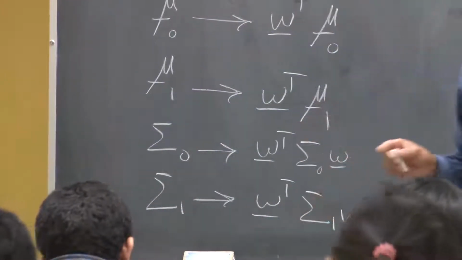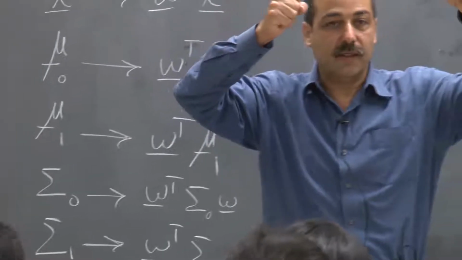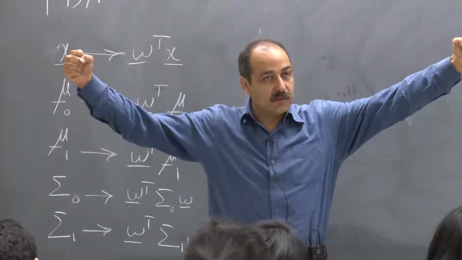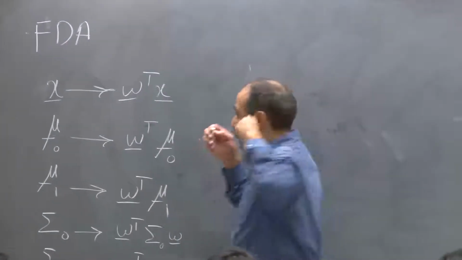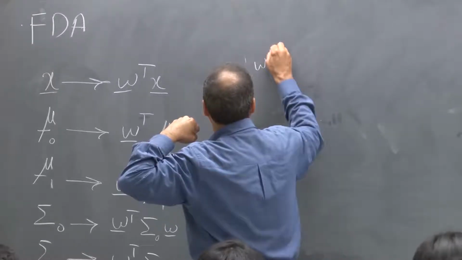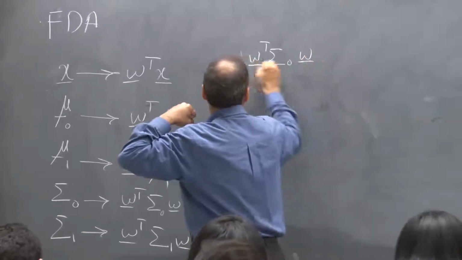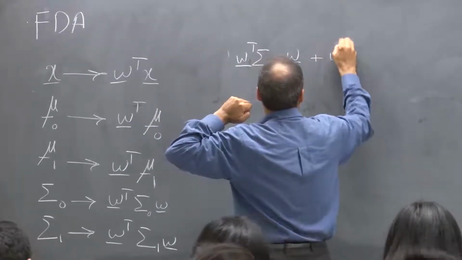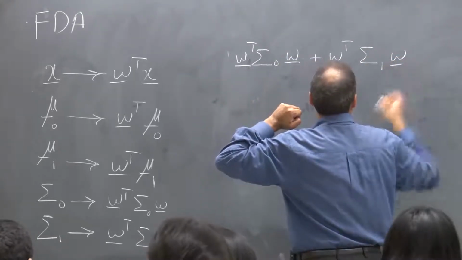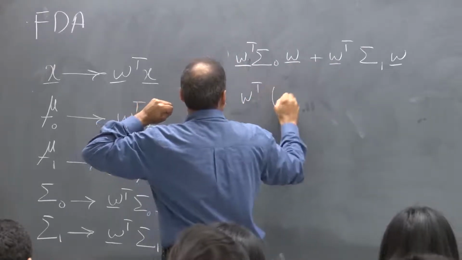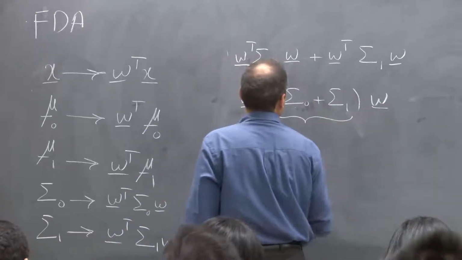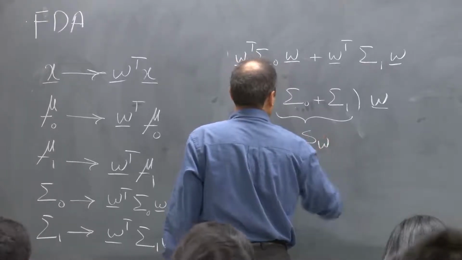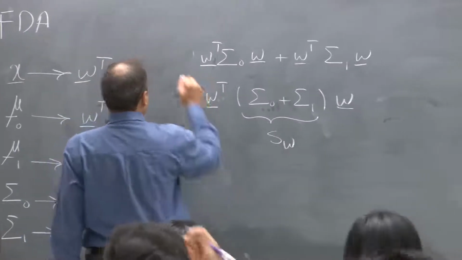So in FDA, we wanted to collapse each class separately and then take these two classes as far apart as possible to make a good distinction between two classes in the projected space. So we had two goals. One goal was to collapse each class. Basically, we wanted W transpose sigma0 W plus W transpose sigma1 W to be small. And we realized that we can write it this way. And we call this within class covariance. That was the first goal.